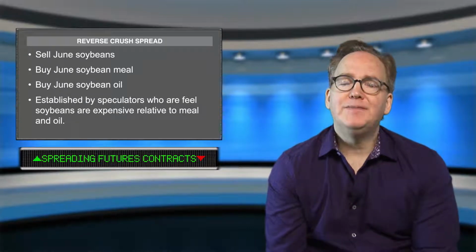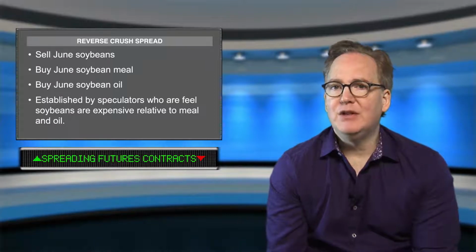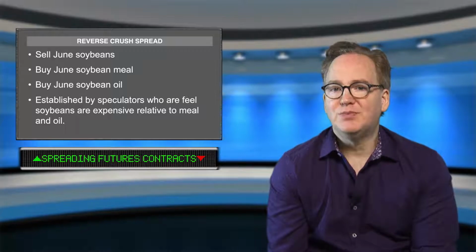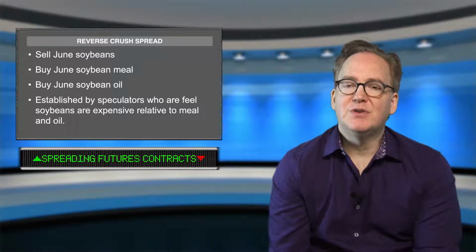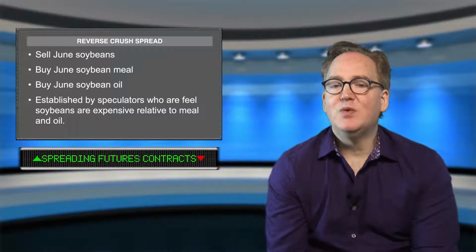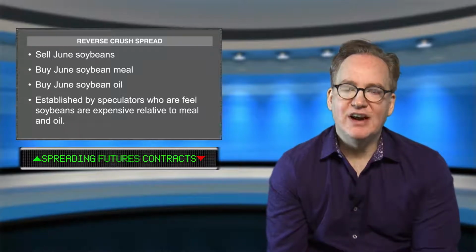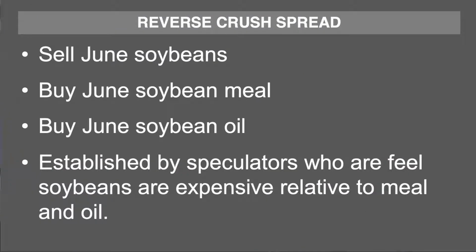Now, in order to establish a long crush spread, someone has to sell you the reverse crush spread. With the reverse crush spread, the speculator would sell the soybeans and buy the meal and oil contracts. Here the speculator is betting against the crusher, feeling that they cannot operate profitably. Or perhaps they just feel that soybeans are expensive relative to the meal and oil, its refined contracts.